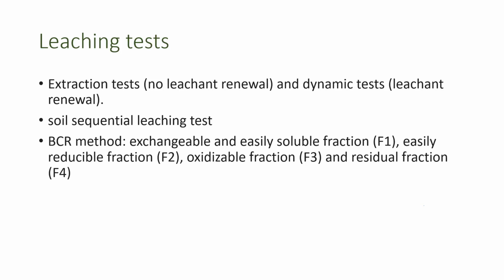So by going through a series of leaching tests, then the results of that can be used to classify the availability of the contaminants in the soil. The first classification being the exchangeable and easily soluble fraction. That's the fraction that is most available, most bioavailable to plants and to organisms.